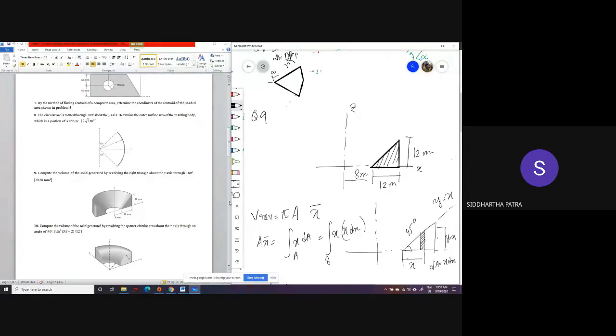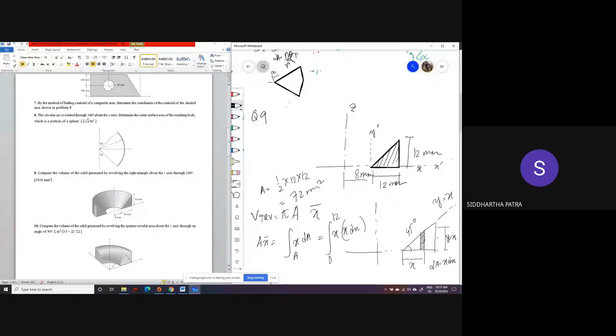So A x bar is the integration of x dA, which is x times x dx. Sorry, I made a mistake. x goes from 0 to 12. I'm simply shifting the coordinate system in my mind over here, and later I'll add 8 mm to the centroid. So the integration of x squared dx. The area we already know: it is half of 12 times 12, so 72 mm squared.